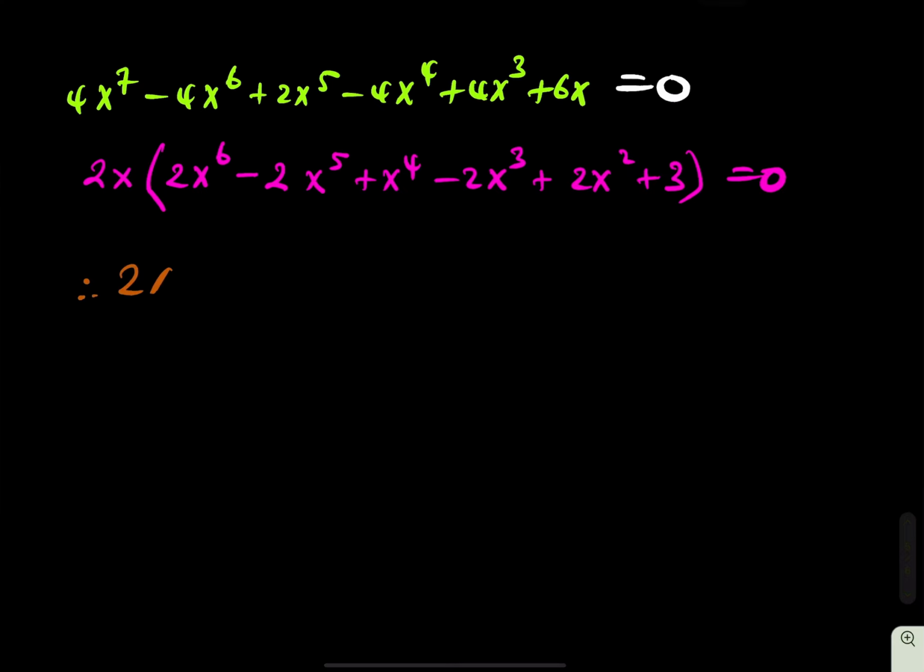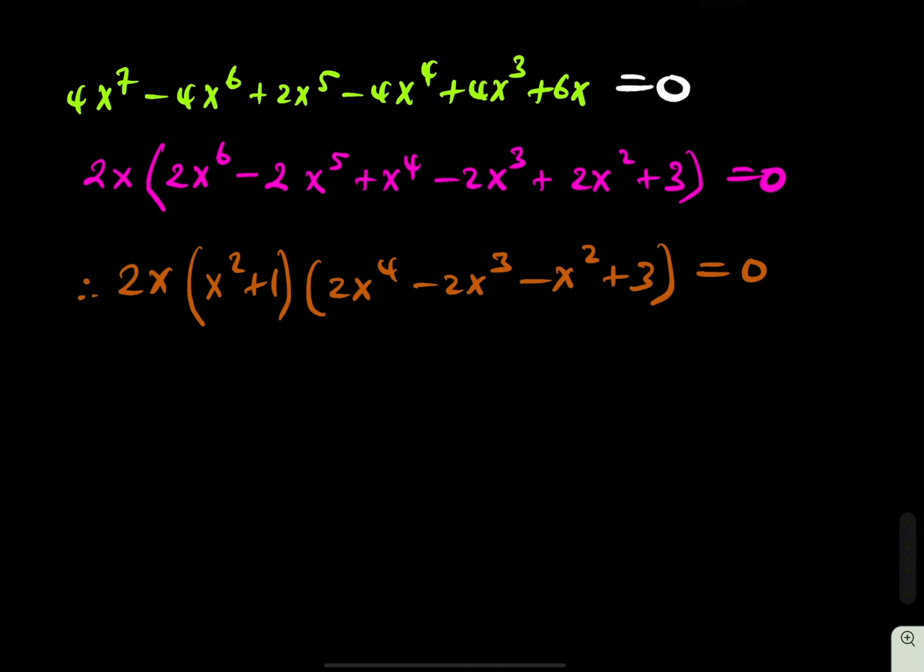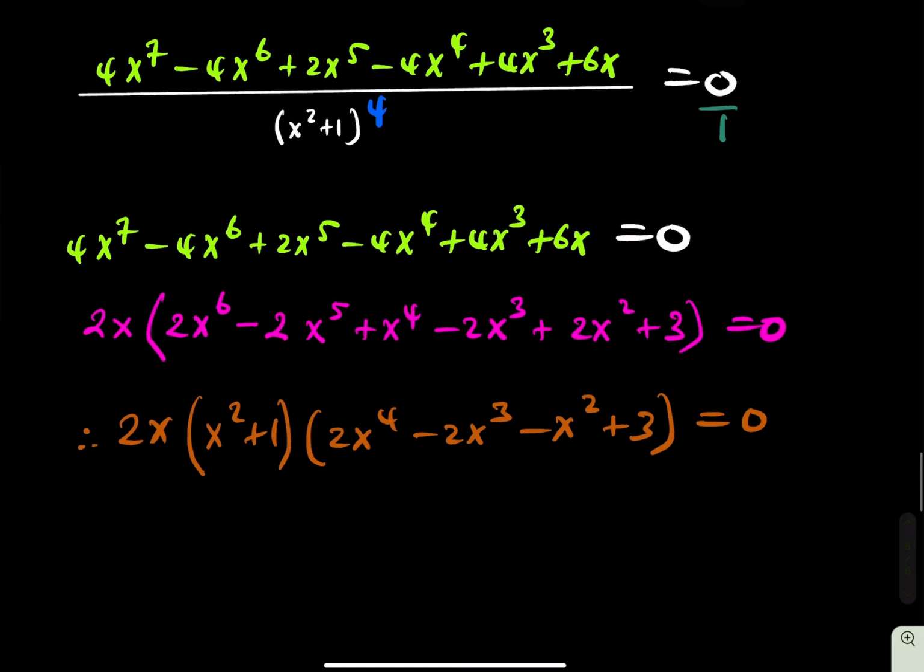So this is going to be 2x into x squared plus 1 into 2x to the power 4 minus 2x to the power 3 minus x squared plus 3 is equal. I don't know why they will give you such a hideous equation to solve, but you are likely to face it. You are in varsity, you should be able to do that.